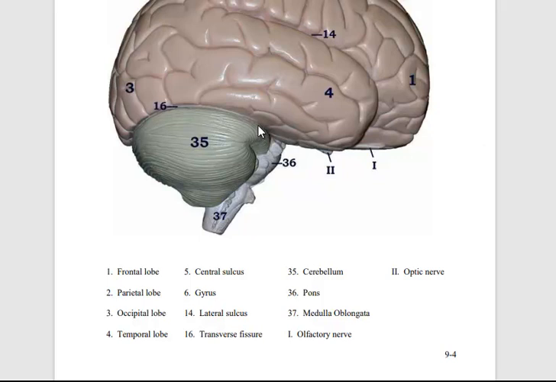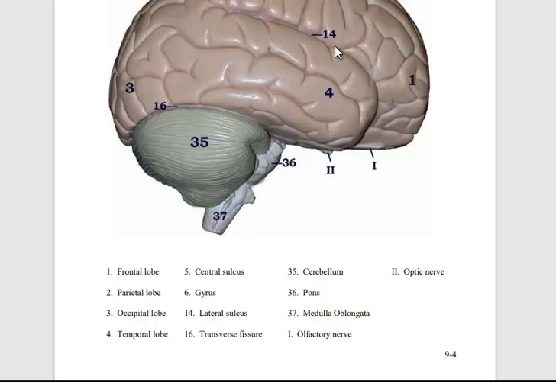Here is the transverse fissure. It's labeled number 16 right here, and it separates the cerebellum from the cerebrum. If you're going to get something confused, you'll probably confuse the transverse fissure, which is rather deep, with number 14, which is the lateral sulcus. They both look like little trenches, but one of them is much deeper, and that's the fissure. So don't get the transverse fissure and the lateral sulcus mixed up.